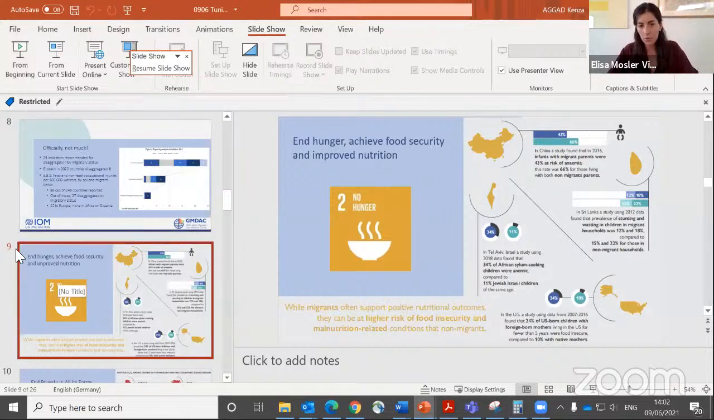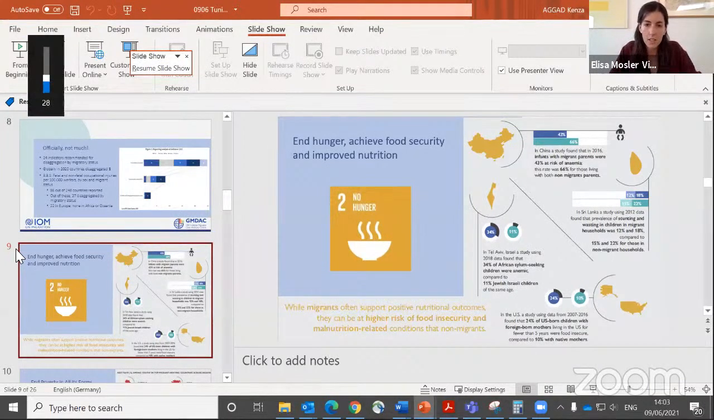I mentioned also that migrants can be more vulnerable to food insecurity. We have one example from the US that uses disaggregated data looking at where children's mothers were born. The study found that 24% of US-born children with foreign-born mothers who had lived in the US for fewer than 5 years were food insecure, compared to just 10% of those with native mothers.